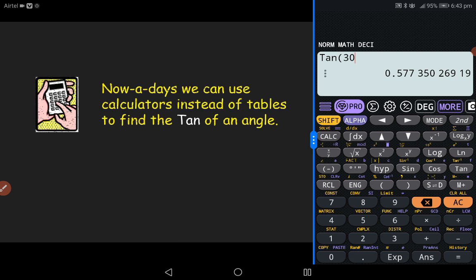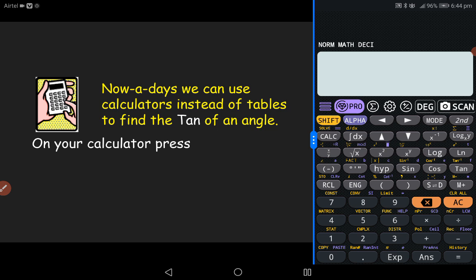Nowadays, we can use calculators instead of tables to find the tangent of an angle. And that's basically what we are going to be doing, because we are not living in ancient days anymore. We are now in the modern days, the technological days, the digital age. That's why I emphasize you must have a calculator with you. It will make life easier for you to calculate tangent of angles.